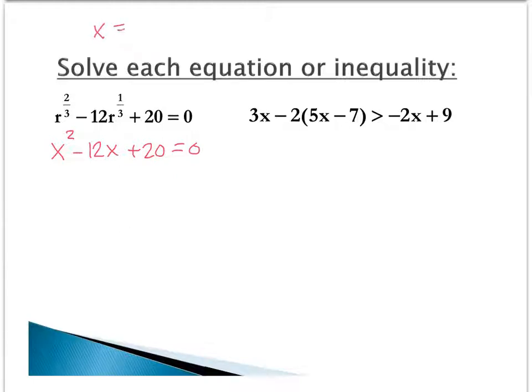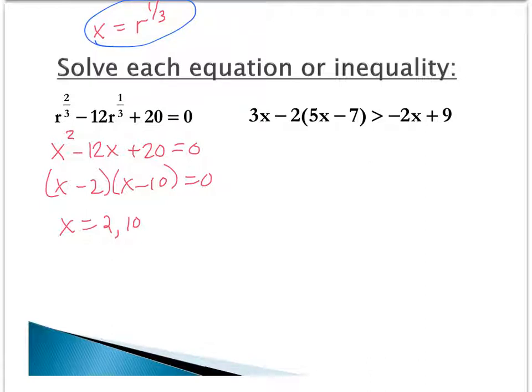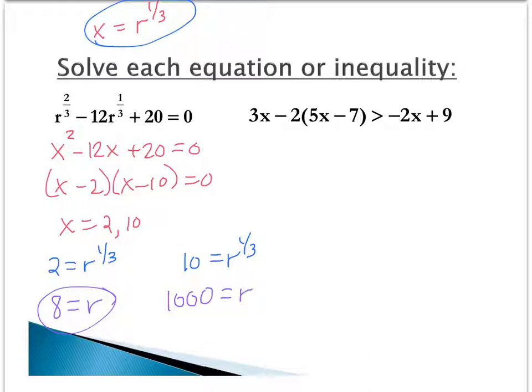So what we are actually going to do is use a method of substitution. We are going to let x equal r to the 1/3 power. So now I can go ahead and factor this simpler problem into x minus 2, x minus 10, and I find out that x equals 2 and 10. But that's not my final answer. Remember, I want to solve for r. So what I'm going to do is take each of these answers and make them equal to r to the 1/3 power. And now I can solve these new mini problems. I'm going to solve them by taking each side and raising it to the 3rd power, and that is how I get 8 and 1,000 for my answers.